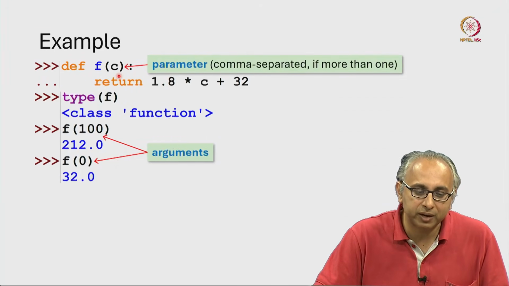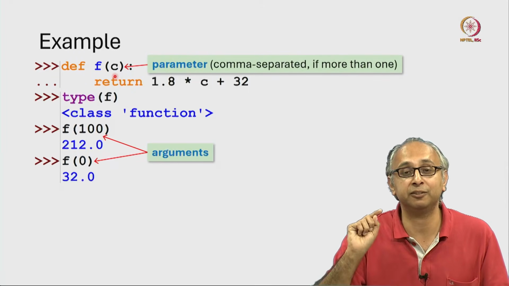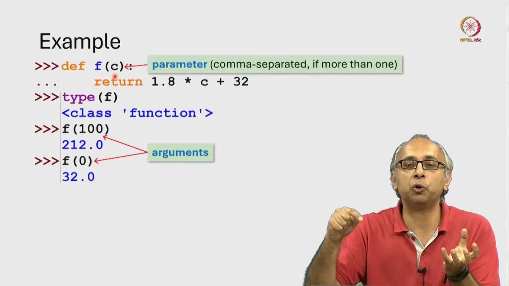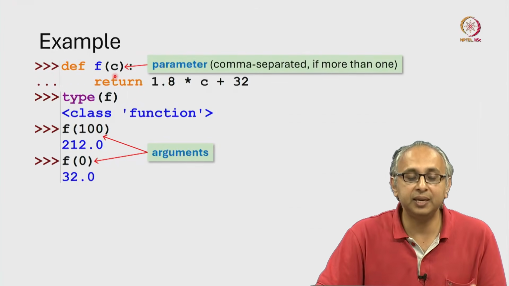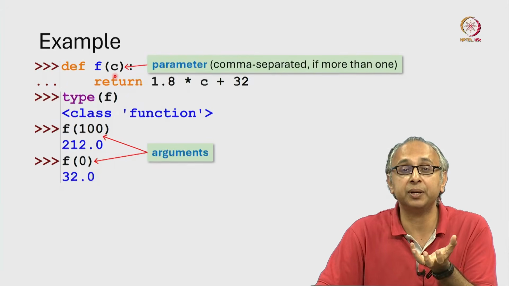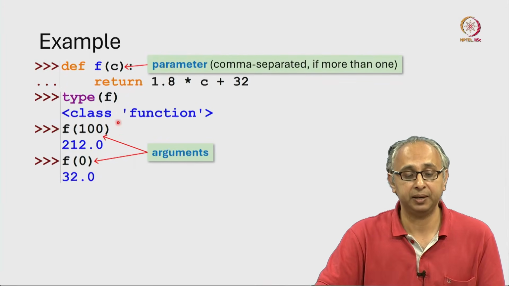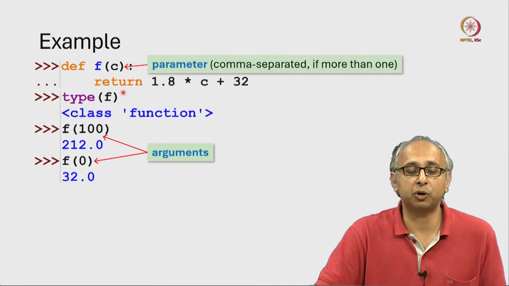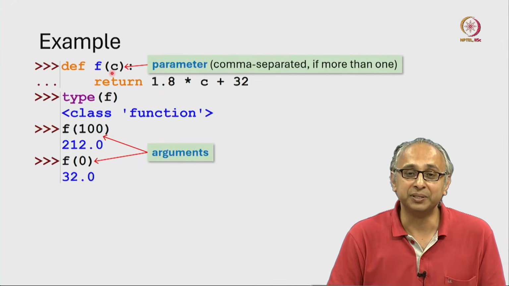Parameters are whatever we put inside these brackets when we are defining the function. These are placeholders that will actually hold data when we call this function later. So c is a placeholder. It's the parameter that will hold the actual argument that is passed. For example, the argument 100 or later the argument 0. But sometimes you will hear me talk about, oh, the argument c, when really I should have talked about the parameter c.